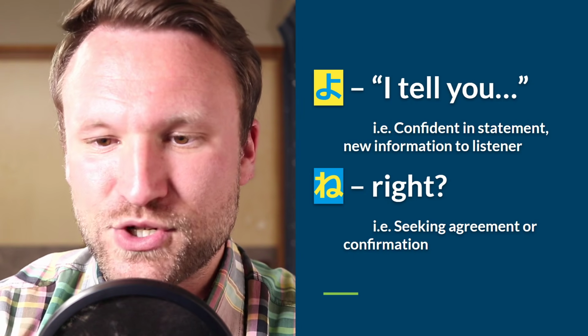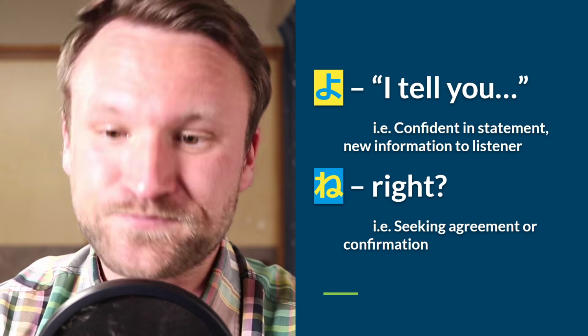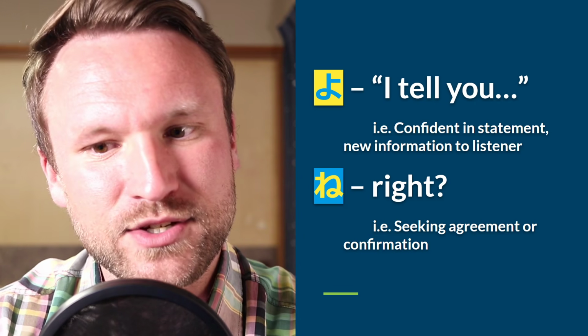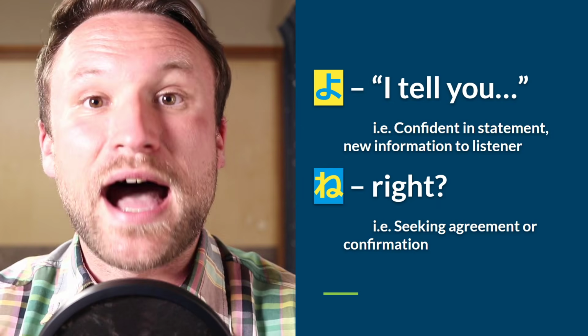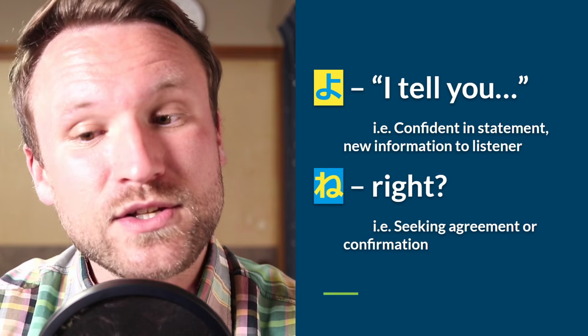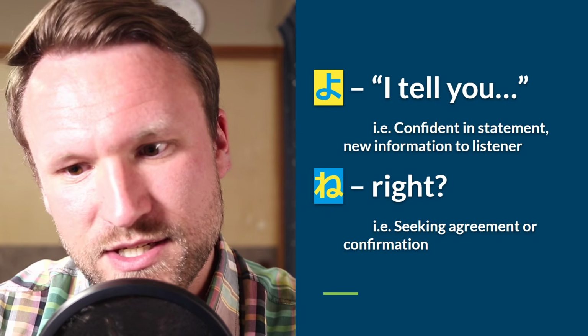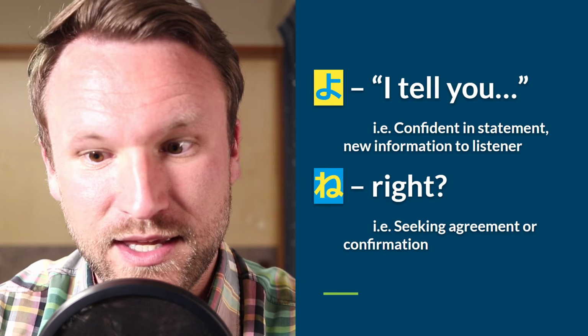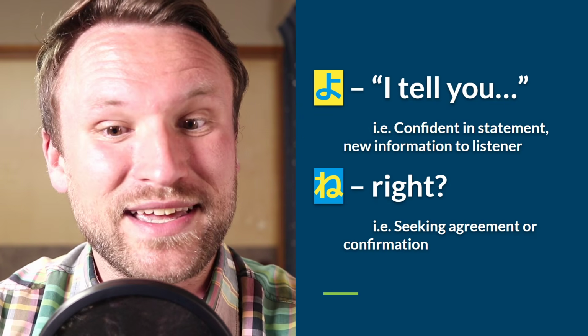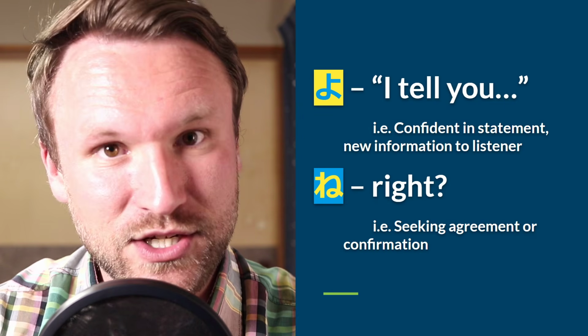Yo can be translated as I'm telling you, or I tell you. It's sort of a confident statement. It makes your statement confident, as in, I am confident that what I'm telling you is the truth. And it can also often mark new information to the listener. Now, in the new edition of Genki, it doesn't point out that new information to the listener is a usage of yo. In the second edition, it does point this out.